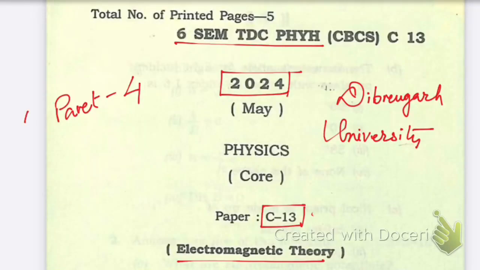Hello friends, this is part 4 of Electromagnetic Theory, paper C-13 of 2024, 6th semester, Dibrugarh University.